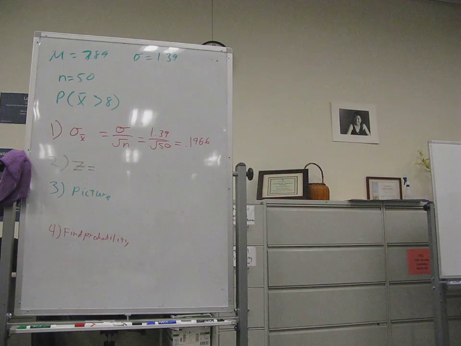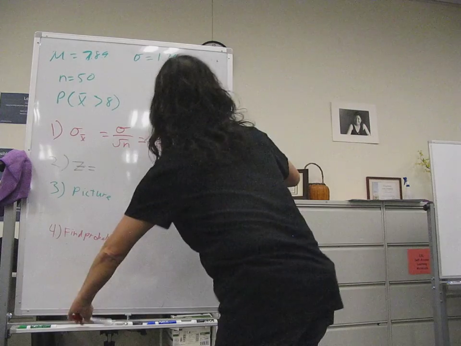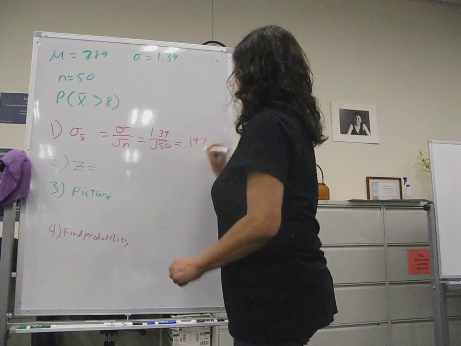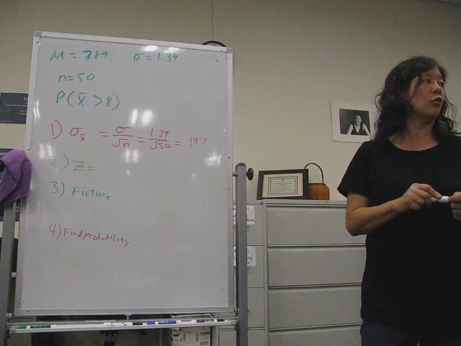So z-score, make sure you use your new standard deviation. You can use 0.2 if you want, or 0.197. Either one's fine. I think you should give yourself three sig figs, so maybe 0.197. Do you guys like that better? That's fine.